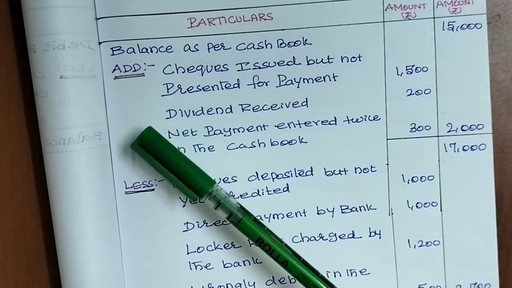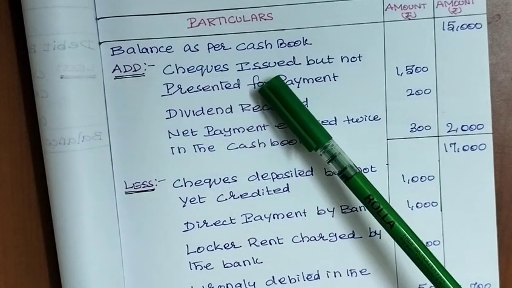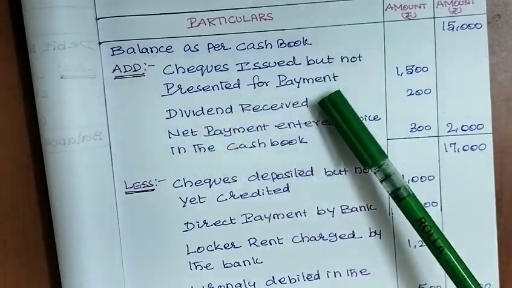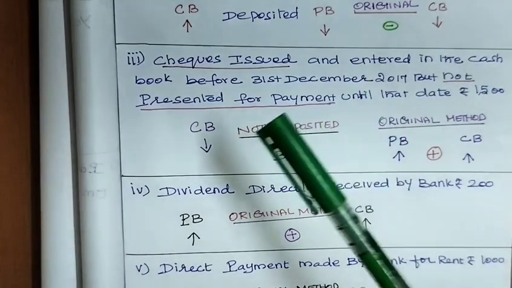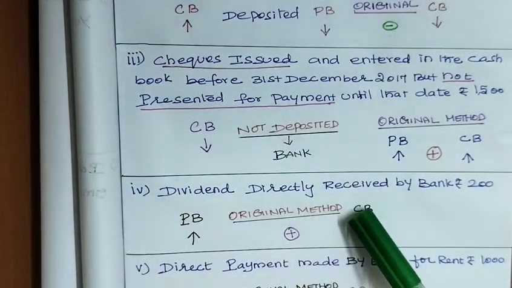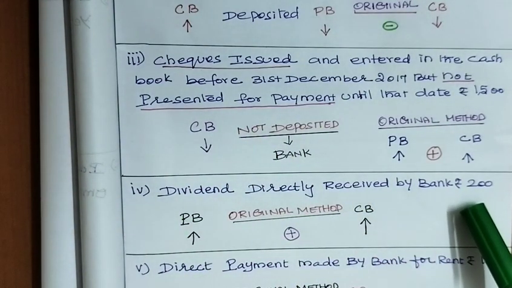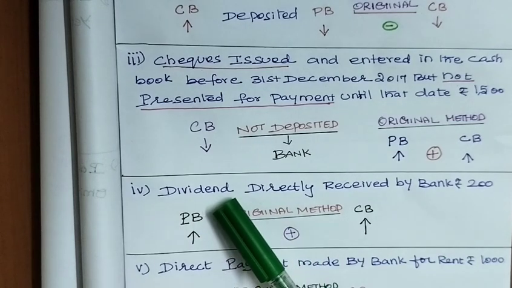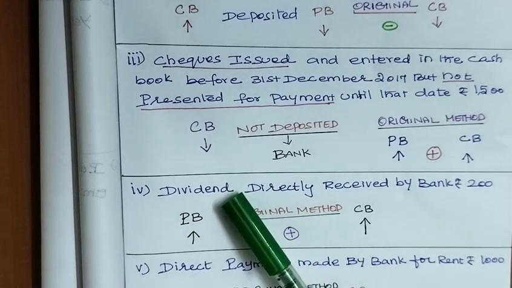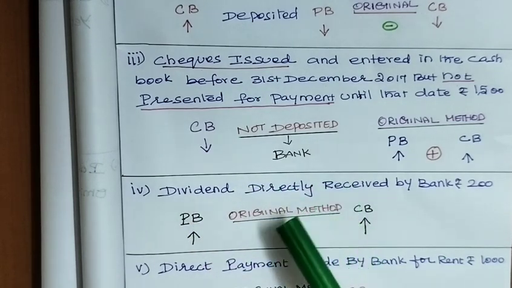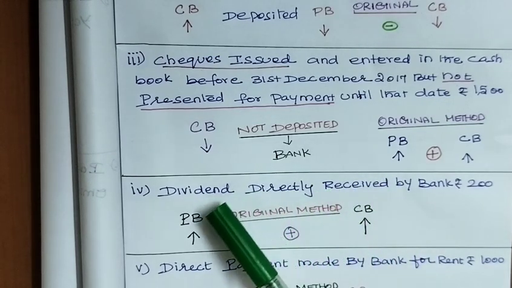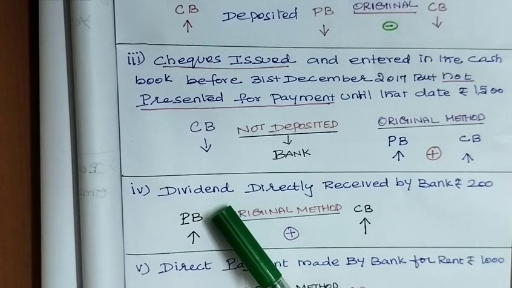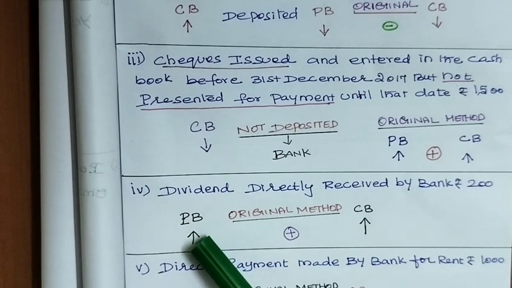In the add column you have to write cheques issued but not presented for payment, 1500 rupees. Dividend directly received by the bank, 200 rupees. Dividend means income, so income received directly by the bank. So the bank received the dividend directly, and your bank passbook increased.